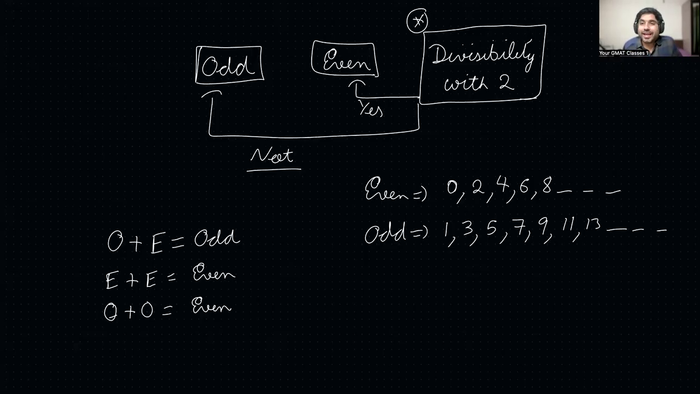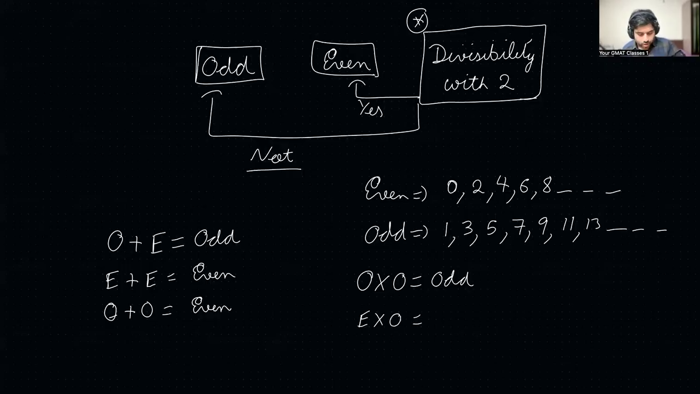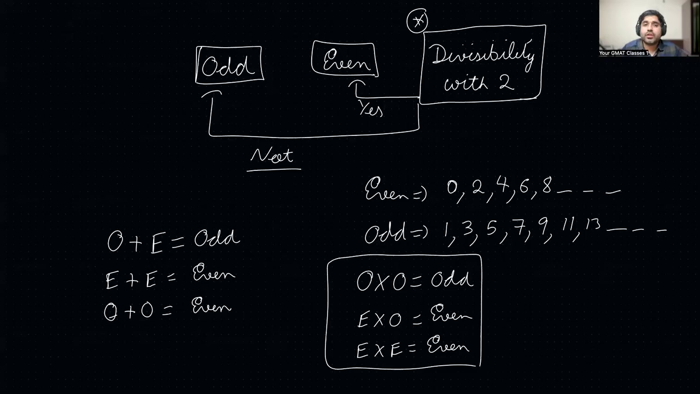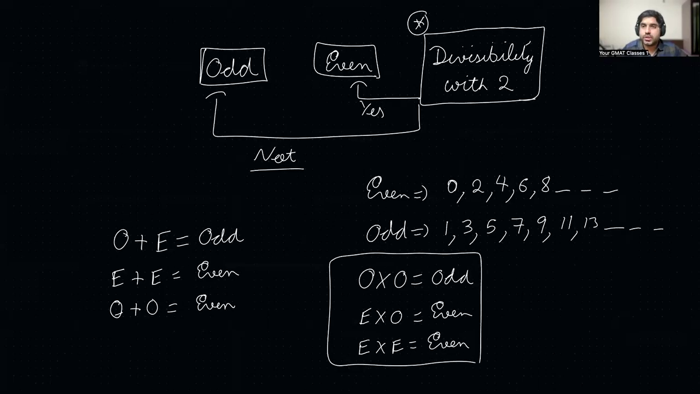Now, you can try this by just taking random numbers. Take like one even number and one odd number. This always applies. When it comes to multiplication, odd into odd will always give you odd. Even with odd will give you even, and even with even will also give you even. So this is broadly everything you need to know about odd and even numbers.